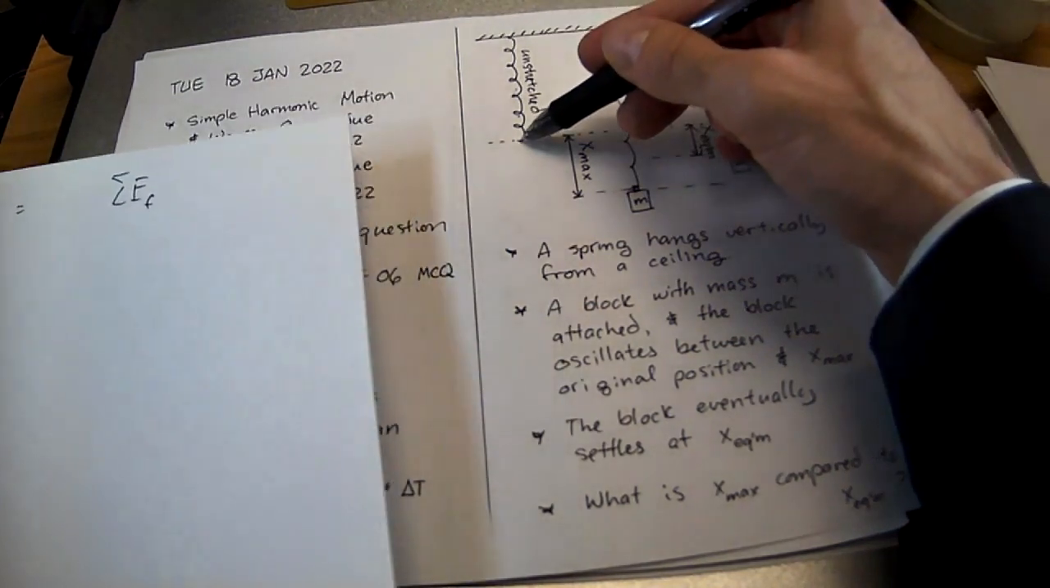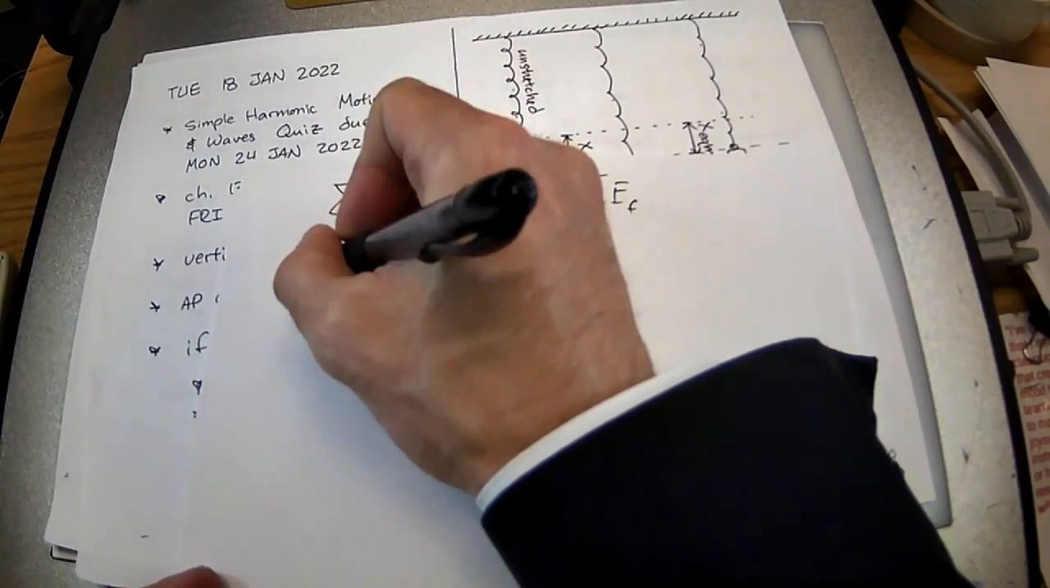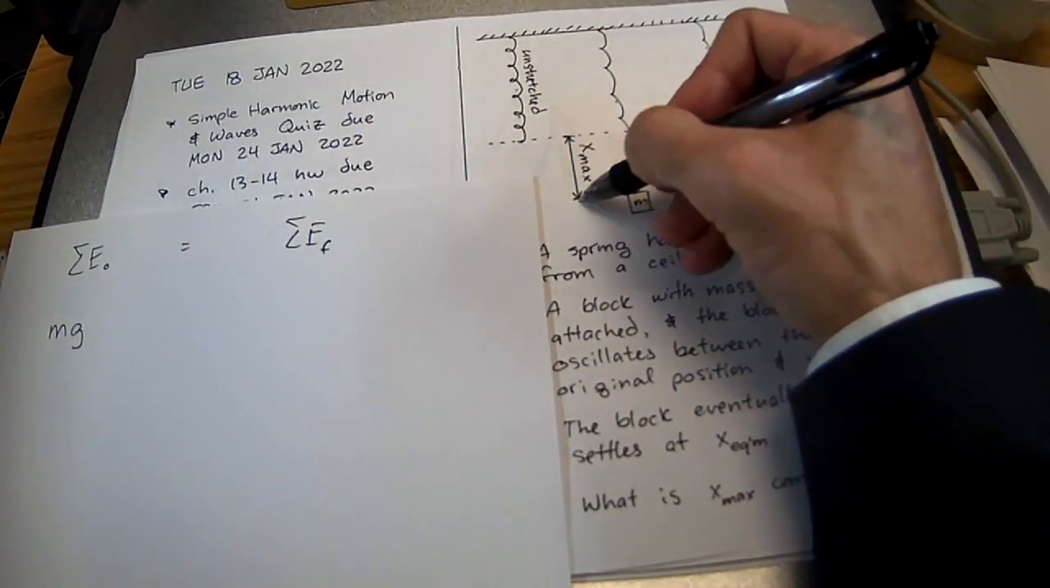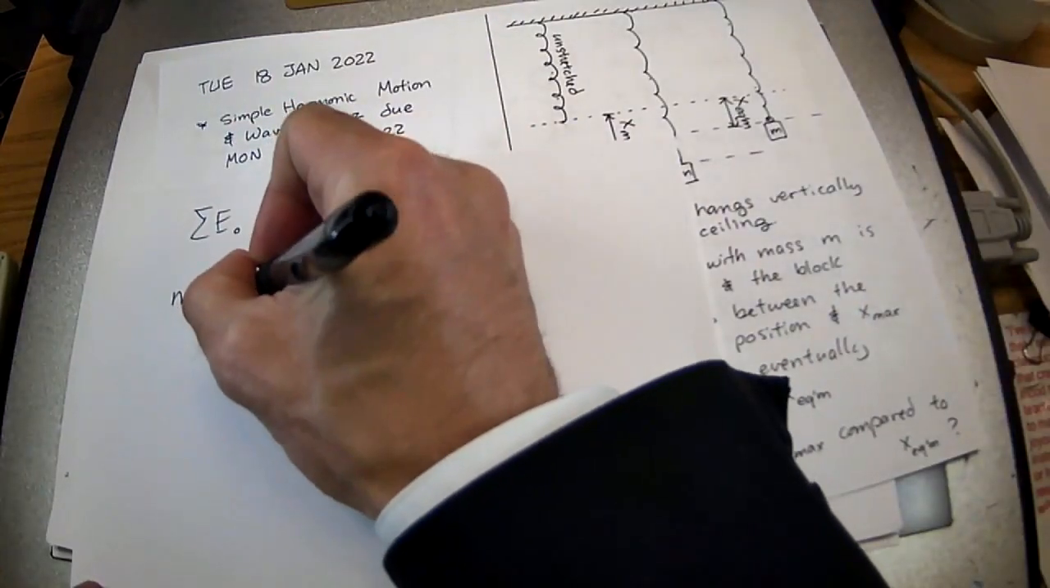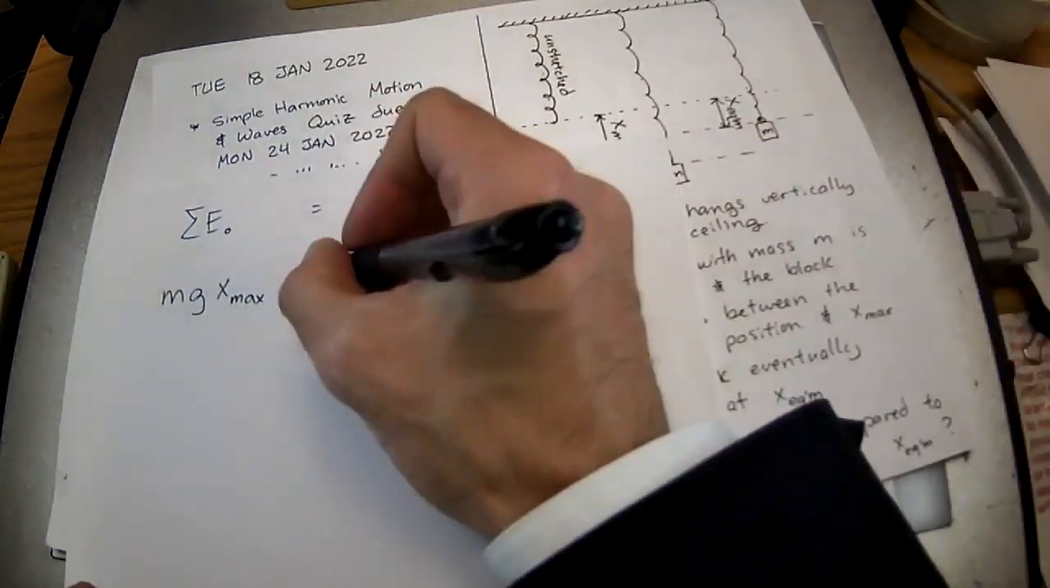So I'm thinking that it's all gravitational potential here. It's some height above its lowest point. That's mgh. But instead of h, I'm going to let that be x max, because that's the total distance it could fall, and we're eventually going to solve for that. So mgx max. Okay?